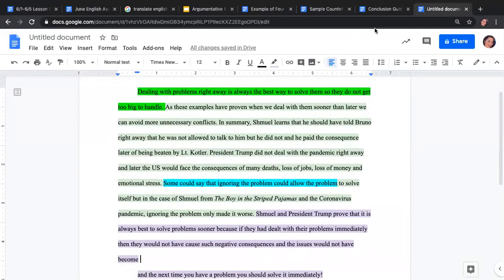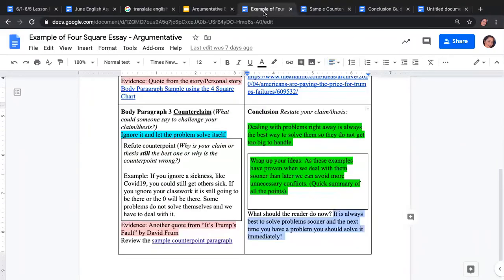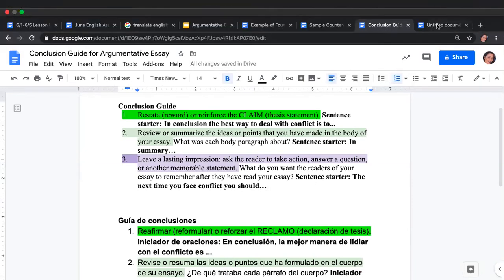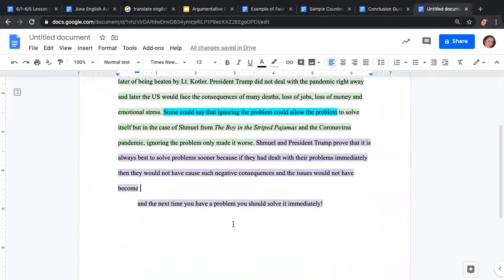And I could always go back to my thesis too. Let me go to the 4-square chart: before it becomes a bigger problem. That's the best way to deal with conflict. Too big to handle. Okay, or I can say like too large, too tremendous, too out of control, right?